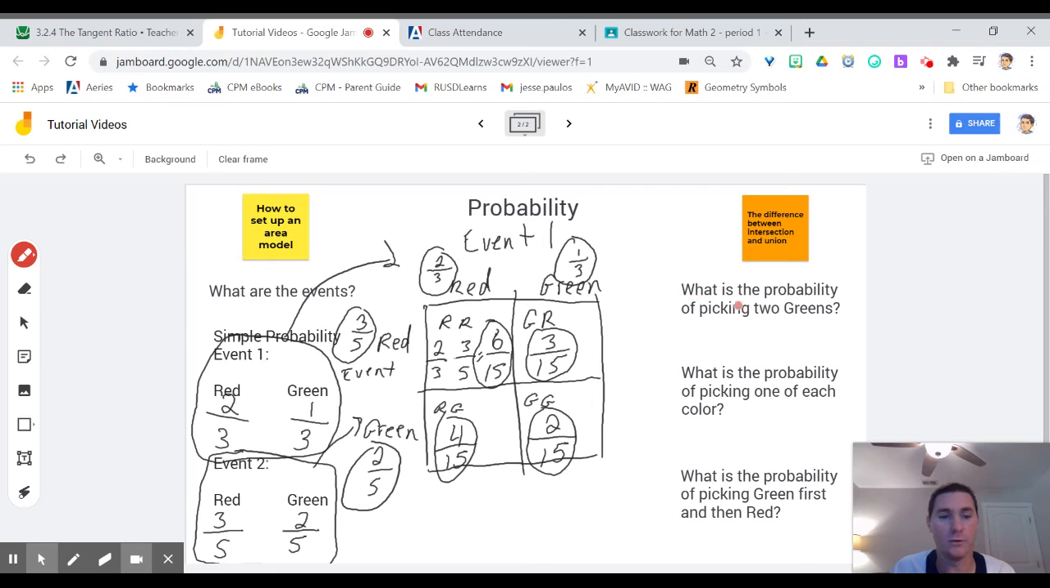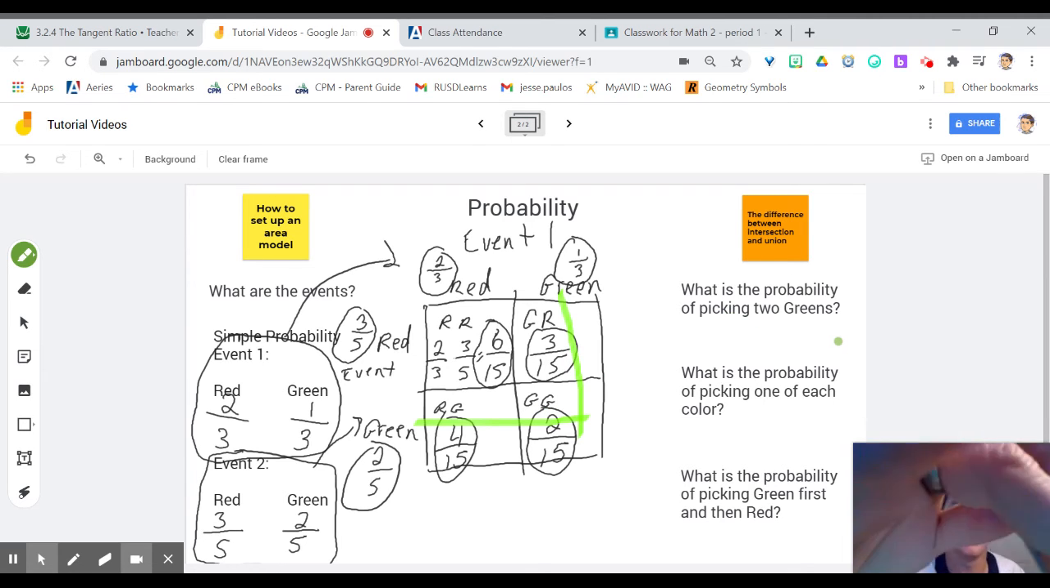So a couple questions for you. What is the probability of picking 2 greens? So this is where green intersects with green. Notice how the 2 green lines intersect, and that gives us this probability. So the probability of picking 2 greens is 2 out of 15.